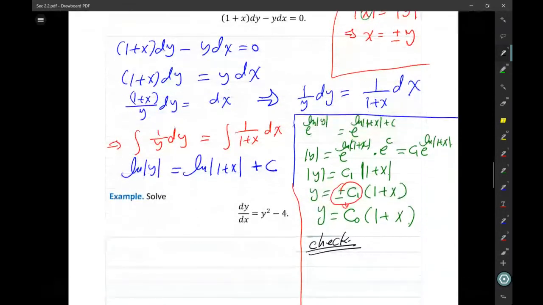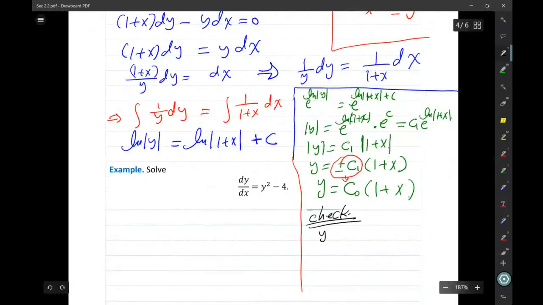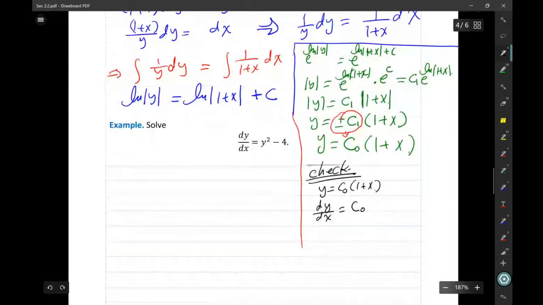Now, what's the value of dy by dx? Here you have y equal to c naught times 1 plus x. dy by dx will be what? c naught times 1, c naught its derivative is 0. Then c naught times x, its derivative is equal to what? c naught. Correct or not?